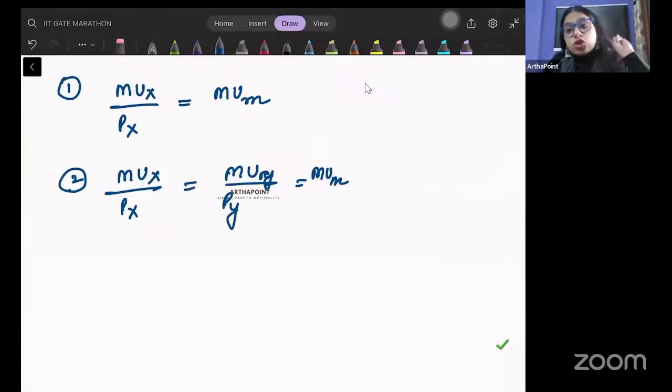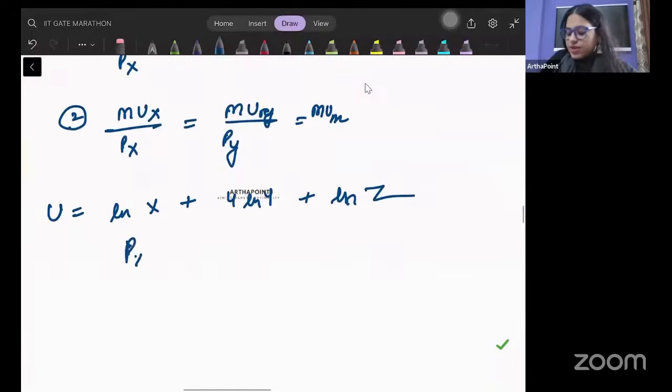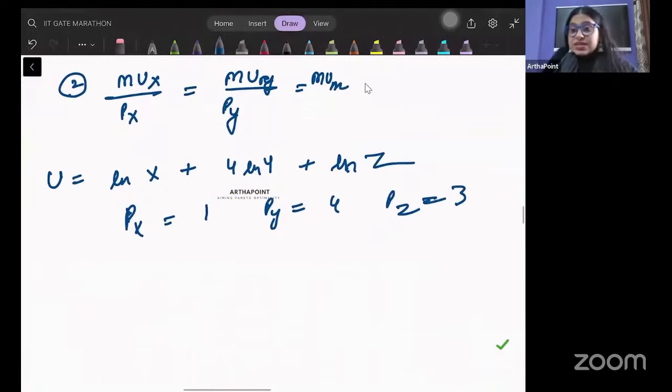Now, when you go to the problem set that I have given in this booklet, I have given you a question on three goods. Suppose my question is that u is equal to ln x plus 4 ln y plus ln z, and they give you some prices: px is equal to 1, py is equal to 4, pz is equal to 3. Then it does not mean that I cannot apply this concept to three goods. I can still apply this.